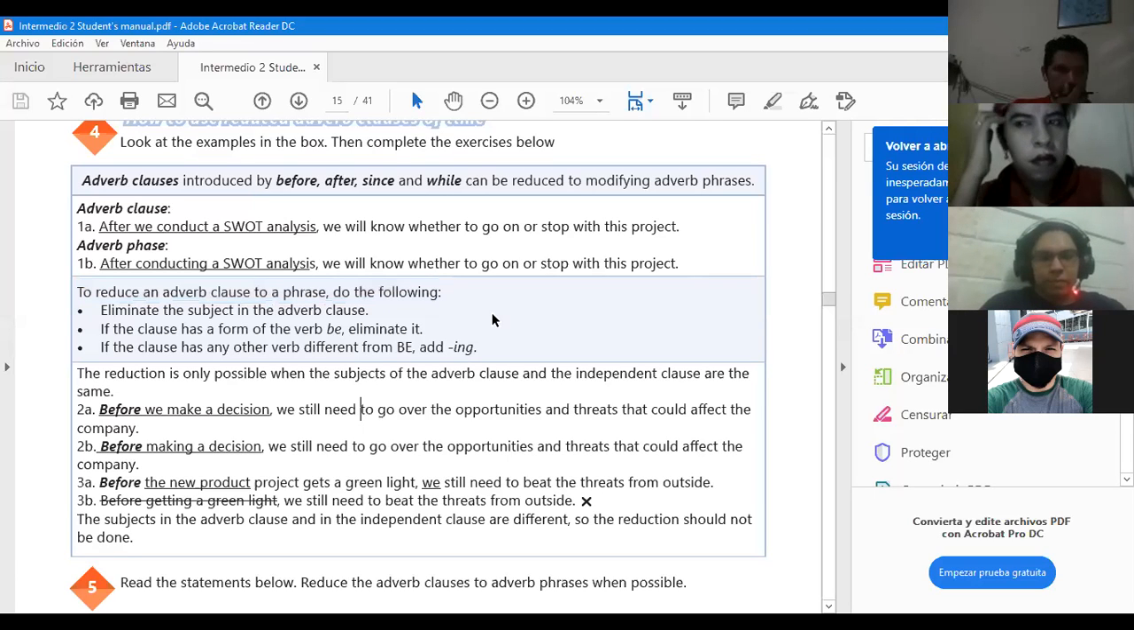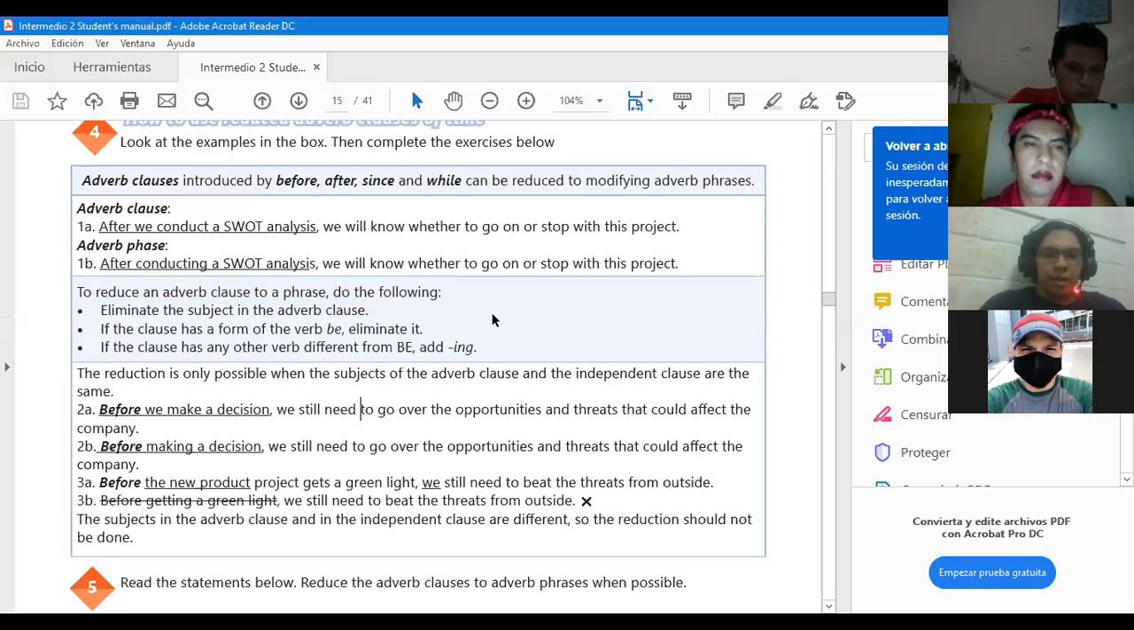To reduce an adverb clause to a phrase, do the following. Eliminate the subject in the adverb clause. If the clause has a form of the verb be, eliminate it. If the clause has any other verb different from be, add ing. Okay, great. So if the clause has a form of the verb be, we just eliminate it. And if the clause has any other verb different from be, we add ing. Like, for example, this.